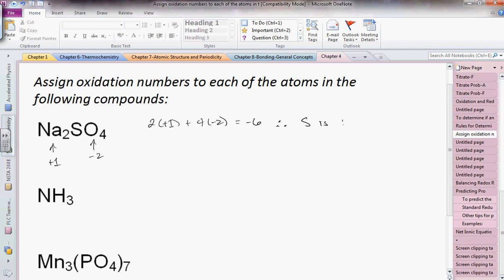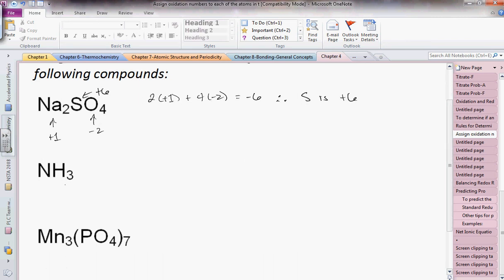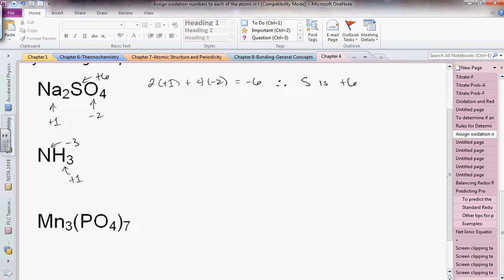The other way that you could do that is saying sulfate has a -2 charge, and then doing it from that viewpoint, saying the oxygen gives -8, so sulfur must have a +6 charge to give me a -2 charge on the sulfate. For the NH3, each of these hydrogens is +1. We have 3 of them, and therefore this nitrogen would be -3. It's a neutral compound, so it all has to add up to be 0.